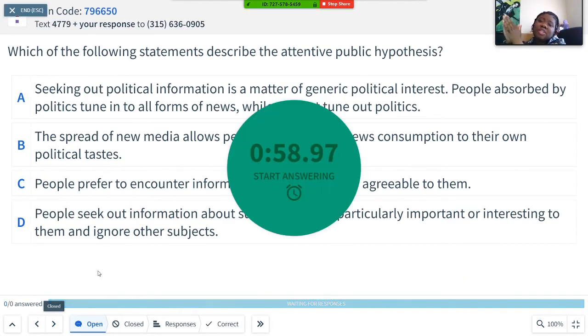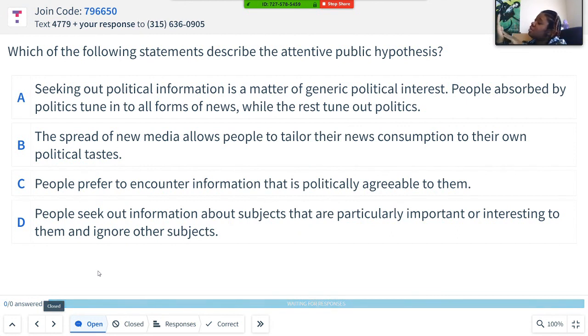Which of the following statements describe the attentive public hypothesis? It's one of those three theories of selective exposure. So, you know, go back in and study those. Seeking out political information is a matter of generic political interest. People absorbed by politics tune in to all forms of news while the rest tune out politics. The spread of new media allows people to tailor their news consumption to political tastes. People prefer to encounter information that is politically agreeable to them. Or people seek out information about subjects that are particularly important or interesting to them and ignore other subjects.